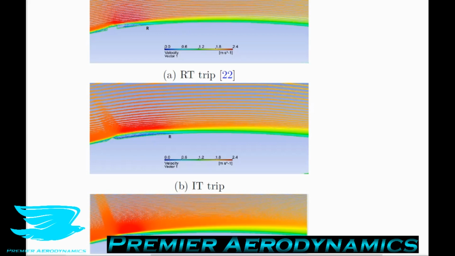So the LSB is eliminated by all 3 types of BLTs at both locations. And similar results are obtained for angles of attack of 6 degrees and 8 degrees.